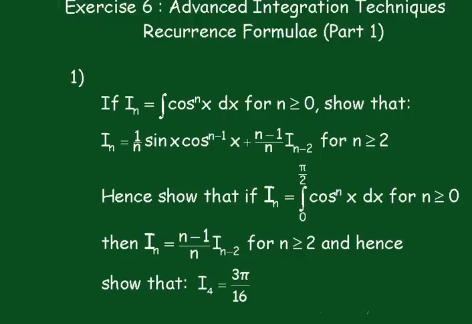Hence show that if I_n equals the integral between the limits of pi upon 2 and 0 of cos^n x dx for n greater than or equal to 0, then I_n equals ((n-1)/n) I_(n-2) for n greater than or equal to 2, and hence show that I_4 equals 3 pi on 16. Okay, let's pause the video. Okay, now here is the solution.